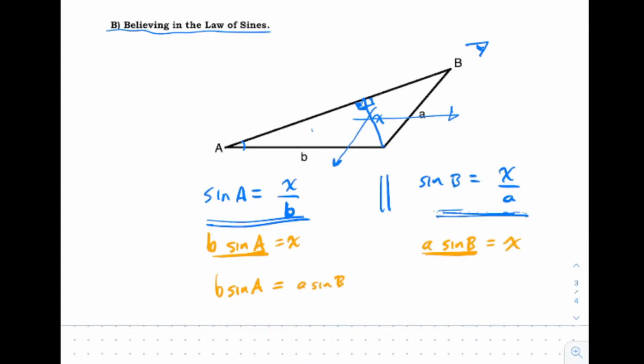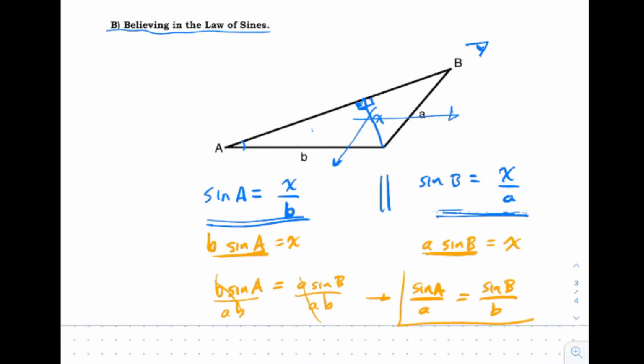And then what you do is you divide both sides by A, and you divide both sides by B. What happens over here? The B's cancel. You've got sine of A over A. What happens over here? The A's cancel, and you've got sine of B over B.